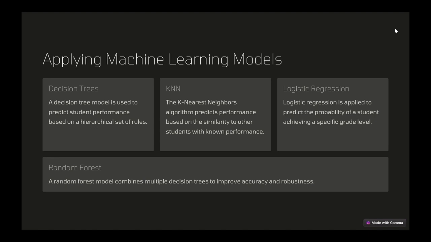In decision tree, the decision tree model is used to predict student performance based on a hierarchical set of rules. And the random forest model combines multiple decision trees to improve accuracy and robustness.